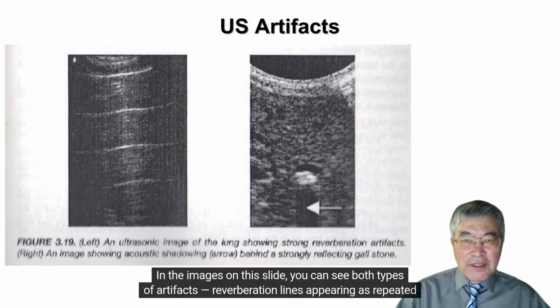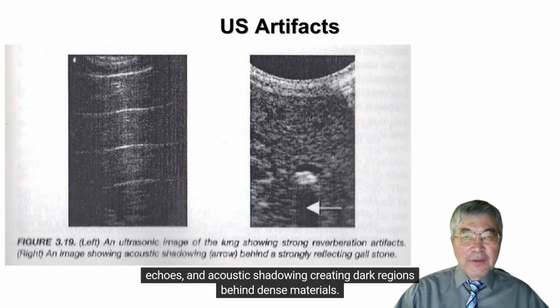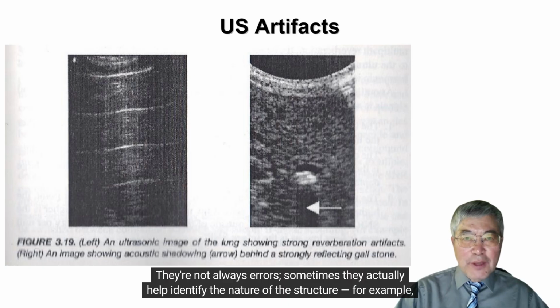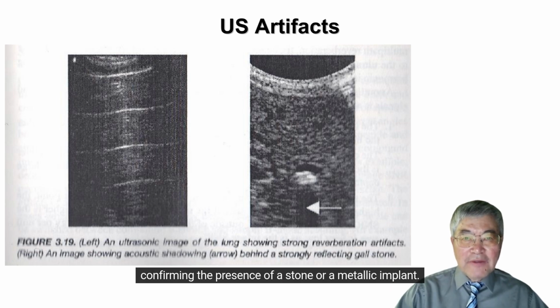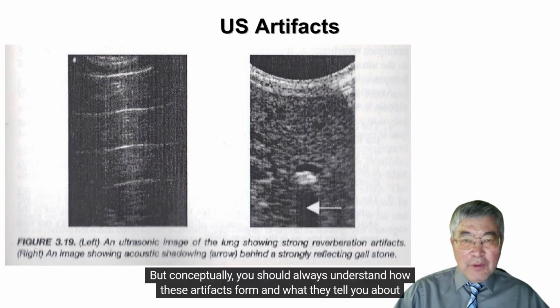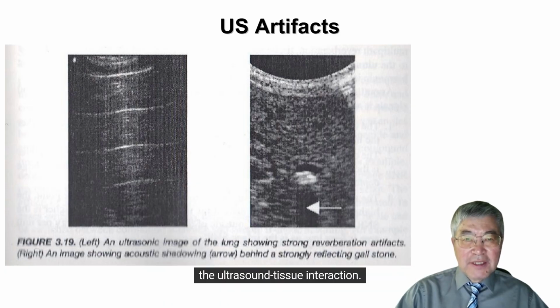In the images on this slide, you can see both types of artifacts. Reverberation lines appearing as repeated echoes, and acoustic shadowing creating dark regions behind dense materials. Recognizing these patterns is essential for accurate diagnosis. They're not always errors, sometimes they actually help identify the nature of the structure, for example, confirming the presence of a stone or a metallic implant. But conceptually, you should always understand how these artifacts form and what they tell you about the ultrasound-tissue interaction.